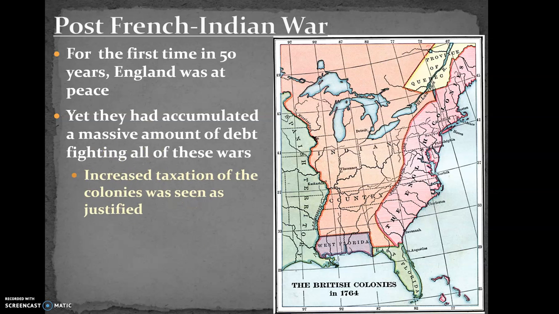They increased taxation of the colonies, and this was seen as justified. However, all of the people who had lived in England didn't need to pay those taxes. The reason they didn't feel they needed to is because they didn't benefit. They weren't living on the property of the 13 colonies, so they felt the colonists were due to pay those taxes.